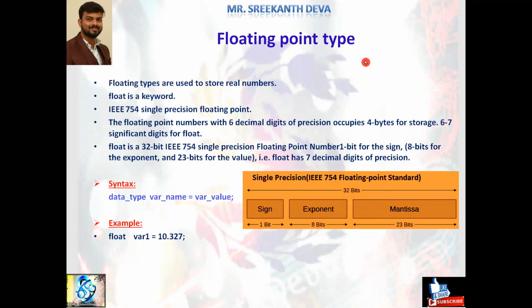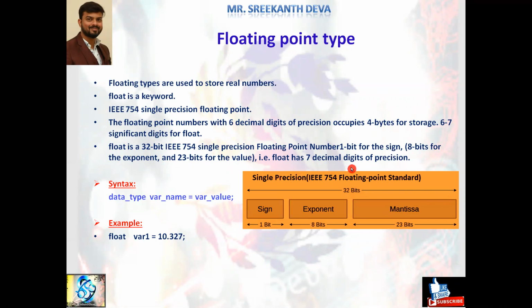Floating point types are used to store real numbers, like floating point numbers. After the decimal point, the fractional values we can store and display using floating point data types. Float is a keyword. According to the IEEE 754 standard, single precision floating point numbers with 6 decimal digits of precision occupy 4 bytes for storage, 6 to 7 significant digits for float type. Float is 32-bit according to IEEE 754, and a single precision floating point number occupies 1 bit for the sign bit, 8 bits for the exponent, and 23 bits for the value.